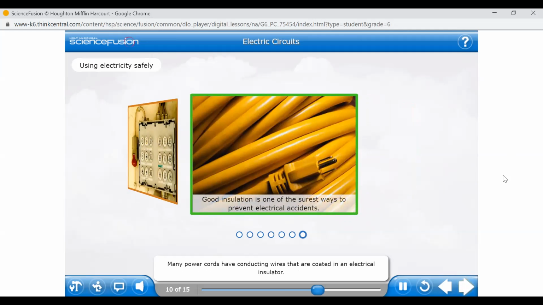Many power cords have conducting wires that are coated in an electrical insulator. This insulator protects users from being directly exposed to the electric current.